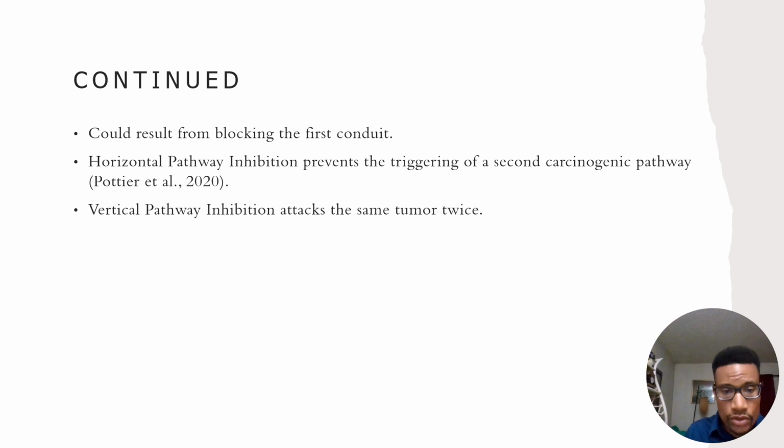So this could result from blocking the first conjugate. Horizontal pathway inhibition prevents the triggering of a second carcinogenic pathway. The vertical pathway inhibition attacks the same tumor twice.